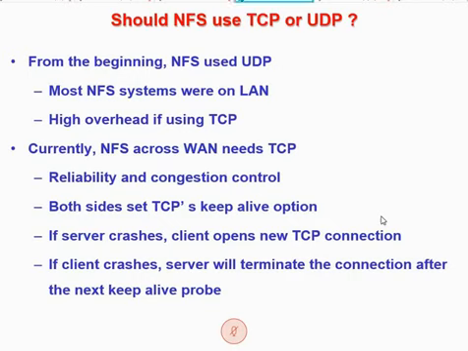NFS is used on UDP because this is not that real time. So you send the request and the response will come. Most NFS systems are on LAN, and there is high overhead if we use TCP. So whatever data you require from your server, it takes a long time. That's the reason UDP is used for NFS purposes. Currently, NFS across the WAN depends upon TCP because WAN requires a connection. Connection is possible with TCP.